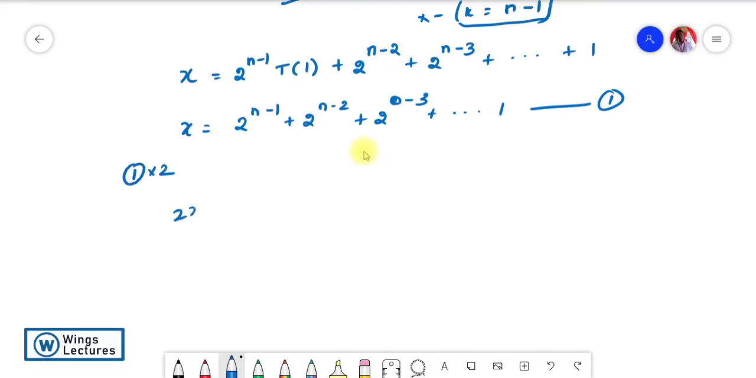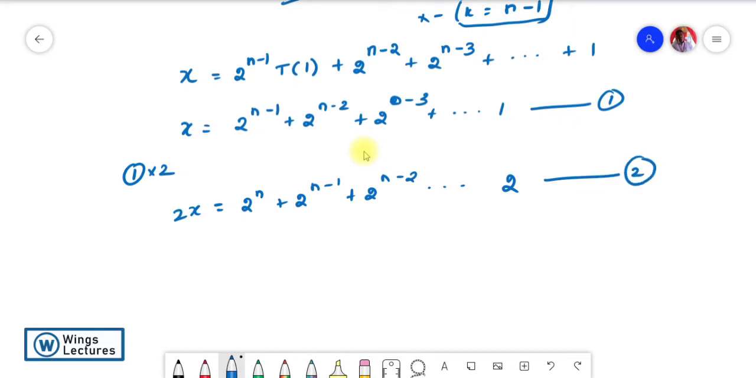So what will be the result? Left hand side would be 2x, and here it will become 2 power n plus 2 power n minus 1 plus 2 power n minus 2 and so on. This constant 1 will become 2. So let us consider this equation as equation 2.